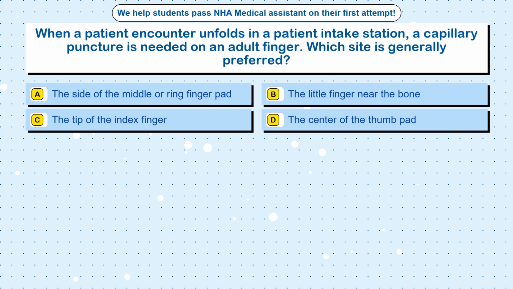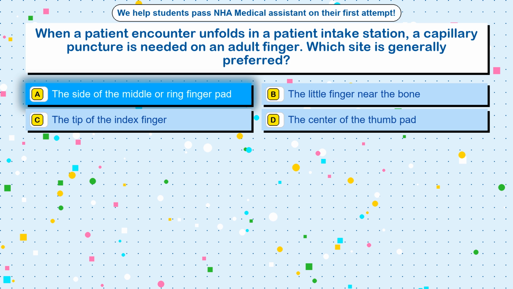Question 33. When a patient encounter unfolds in a patient intake station, a capillary puncture is needed on an adult finger. Which side is generally preferred? Option A. The side of the middle or ring finger pad. Option B. The little finger near the bone. Option C. The tip of the index finger. Option D. The center of the thumb pad. The correct answer is option A. The side of the middle or ring finger pad.